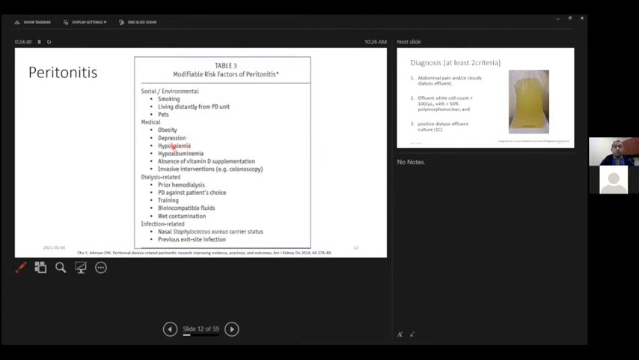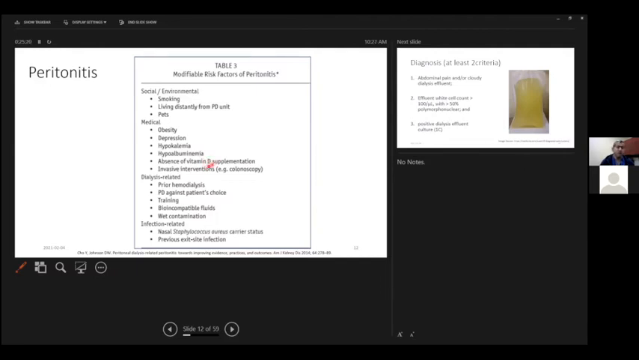Hypokalemia causes infection, and there are two mechanisms. One is that there might be associated gut hypomotility, which causes more movement of bacteria from the gut to the peritoneum, or there are differences in the fighting ability of the WBCs in the peritoneum. Lastly, there's hypoalbuminemia, which means there's less immunity, meaning the patient doesn't have much nutrition. That is a bad prognostic sign for the patient. Absence of vitamin D supplementation too; these are all things studies have shown.